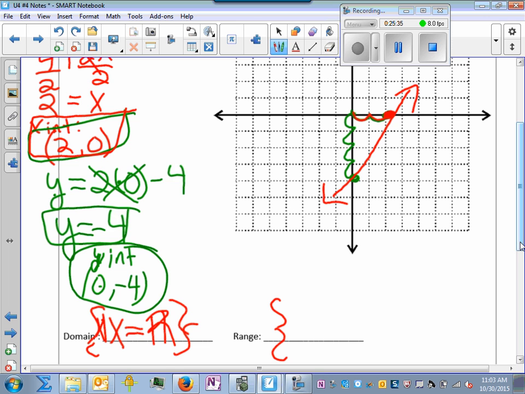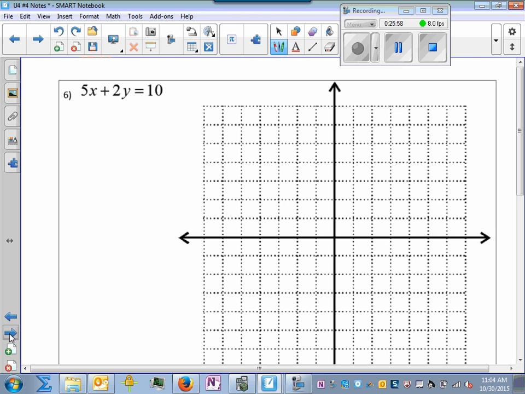No. Because I'm not putting in my points. This is a line. So I'm giving myself an equation. My domain is x equals all real numbers and my range is y equals all real numbers. Because it is a line that goes on and on and on non-stop. Okay? And I believe all of them are going to wind up that way. Alright, so I'm going to start solving this guy.